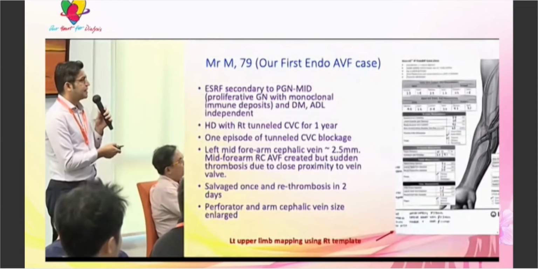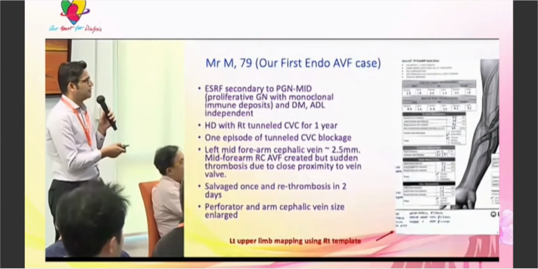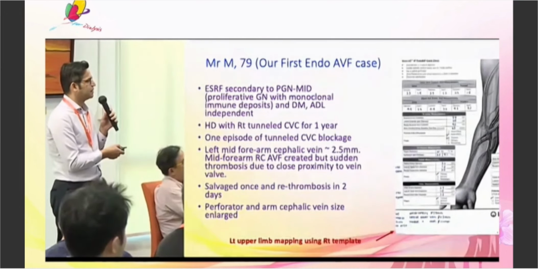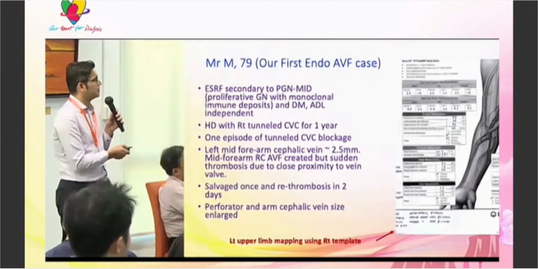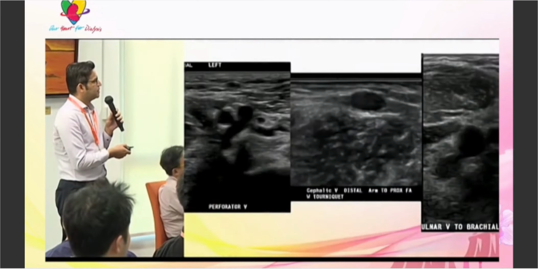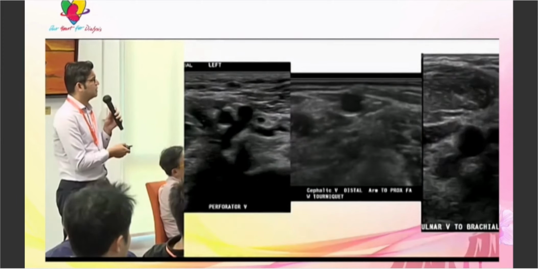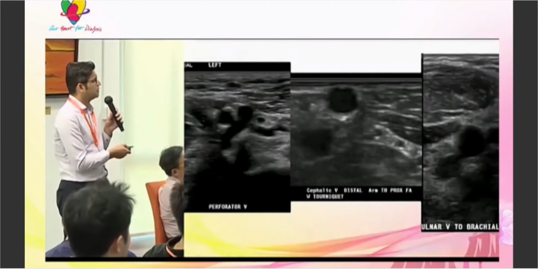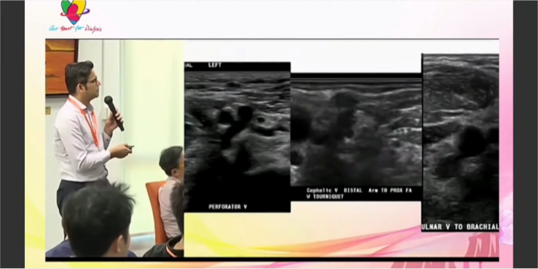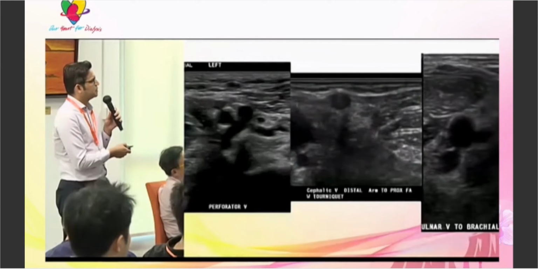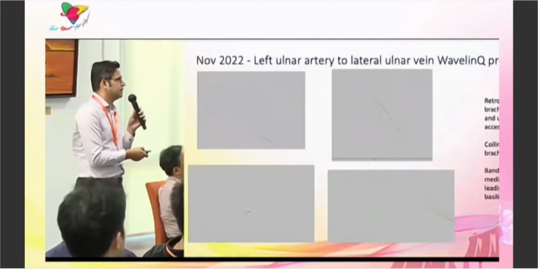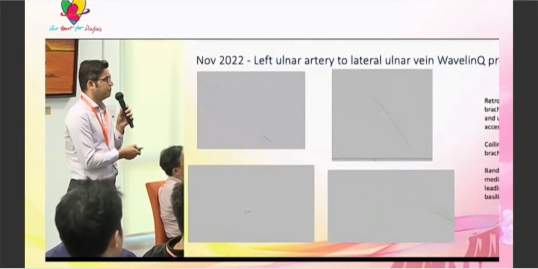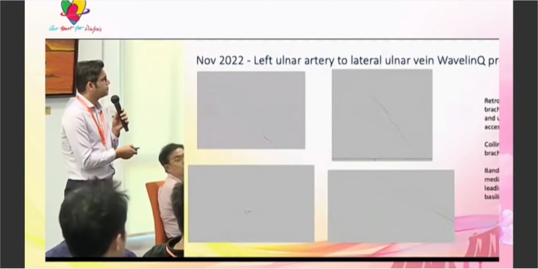Decent size ulnar artery, 2.5. Lateral ulnar vein was about 2.3 millimeter. Perforator was good size, around 3 to 4 millimeter. So these are the ultrasound pictures of the same. So eventually we created a left ulnar artery to left ulnar vein WavelinQ fistula.